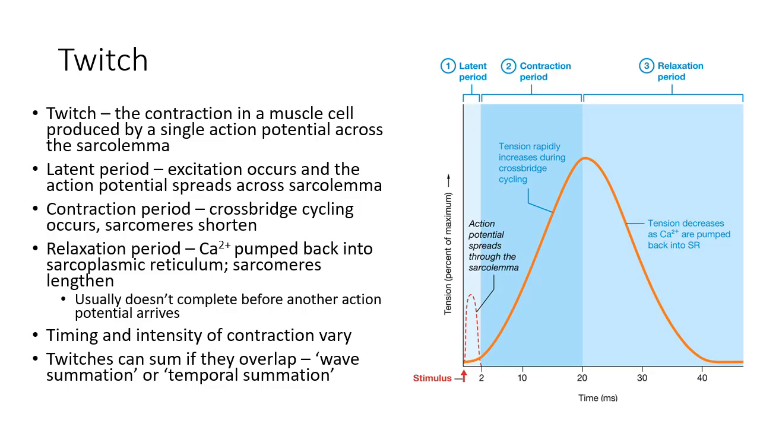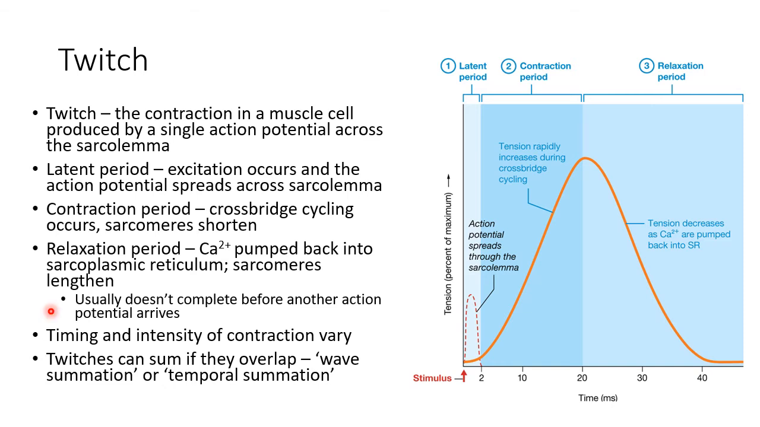Okay, so now we'll talk about force produced by the muscles. So sort of the basic unit of muscle contraction is the twitch. The twitch is the amount of contraction in a single muscle cell that's produced by a single action potential in that cell.